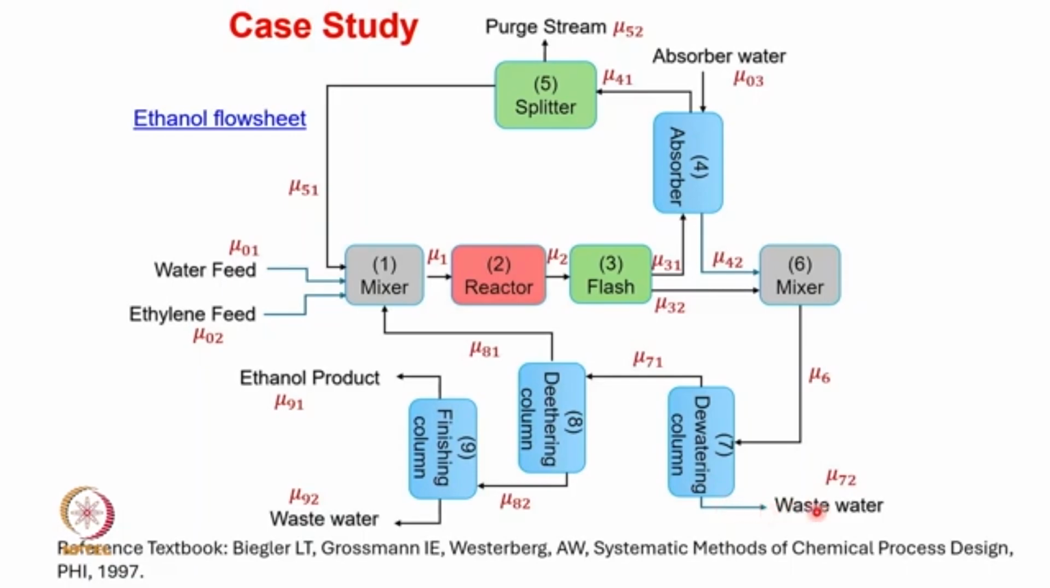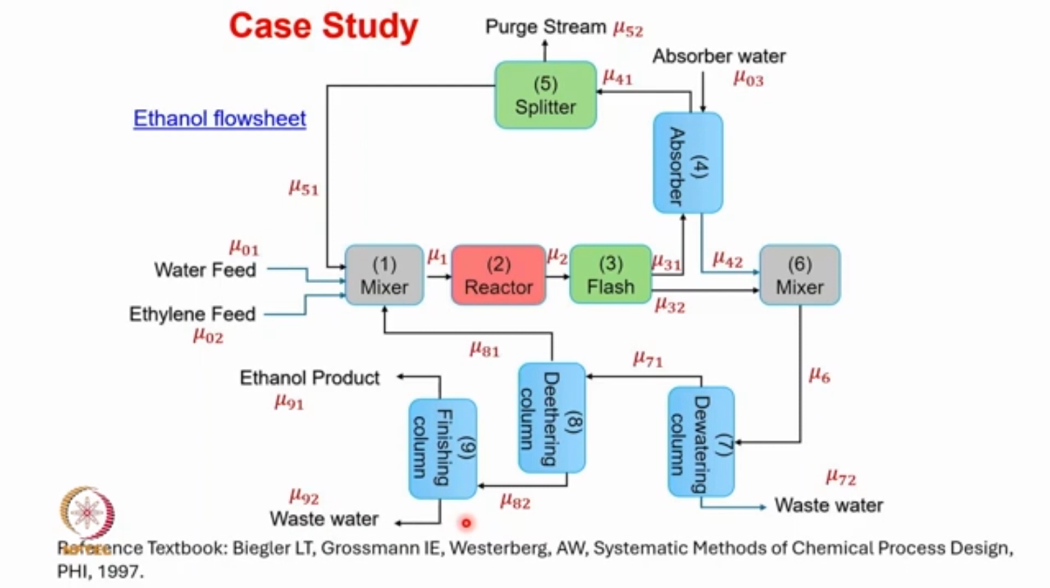Here primarily we remove the water, and the ethanol rich stream comes out as distillate. This ethanol rich stream from the top is then charged to the de-ethering column, where diethyl ether is removed, and this diethyl ether is recycled back to the mixer. The bottom product, which is primarily the ethanol rich stream, is then charged to the last column, where the ethanol water azeotropic mixture is separated as mu 91, and the waste water is separated as mu 92. So this is the entire flow sheet.